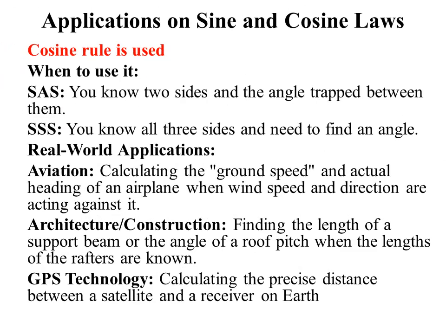The cosine rule is used for SAS, where you know two sides and the angle trapped between them, and for SSS, where you know all three sides and need to find an angle. In real world applications, the cosine rule is used in aviation for calculating the ground speed and the actual heading of an airplane when the wind speed and direction are against it.